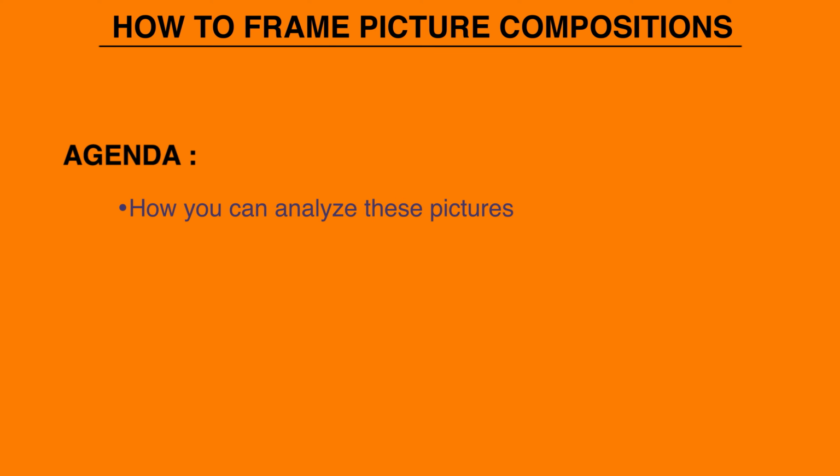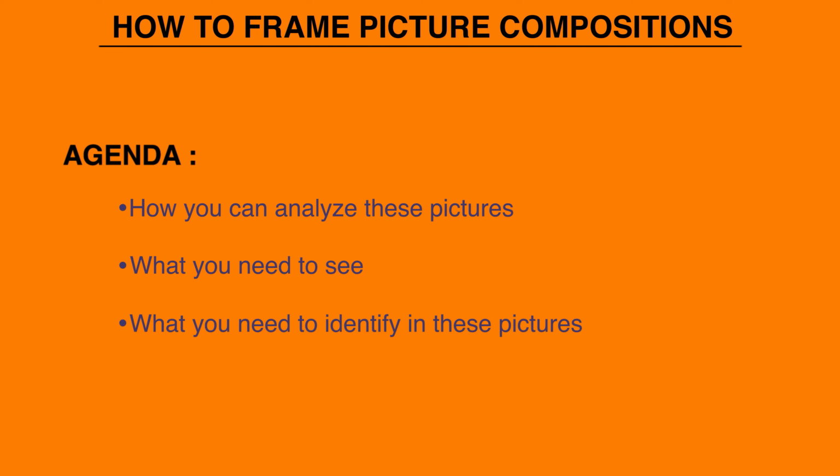So in this video, I'm going to discuss how you can frame picture compositions based on the different kinds of pictures that you might be given in your examination. Now, I have a few examples here which I am going to discuss, but you might be given different kinds of pictures that are very different from these. What I am going to explain is how you can analyze these pictures, what you need to see, what you need to identify in these pictures in order to write a picture composition, and how many different kinds of picture compositions you can write based on these pictures.